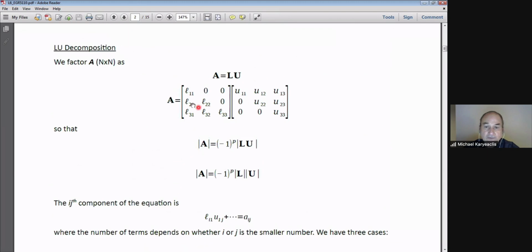Since the determinant of A is equal to the product of the two determinants, the determinant of L is the product of the diagonal terms. The determinant of U is the product of the diagonal terms. These are all equal to 1, so they don't count. So the determinant of A is equal to the product of the U's.